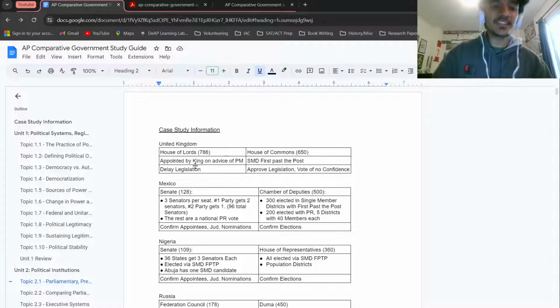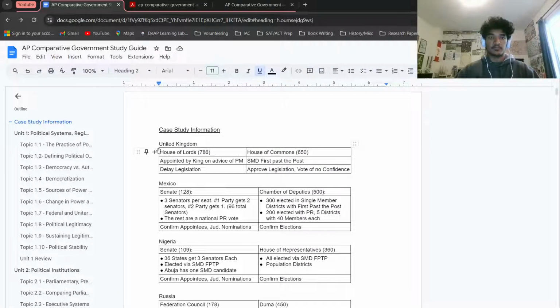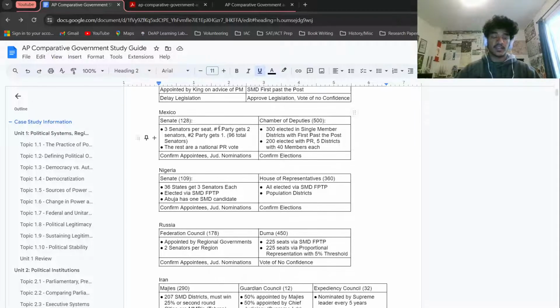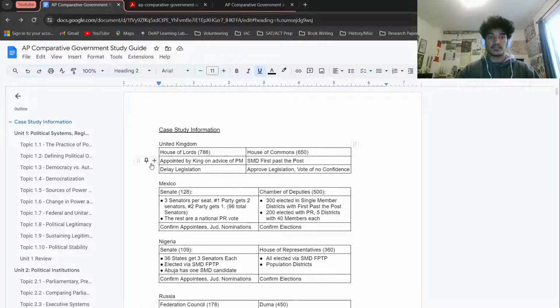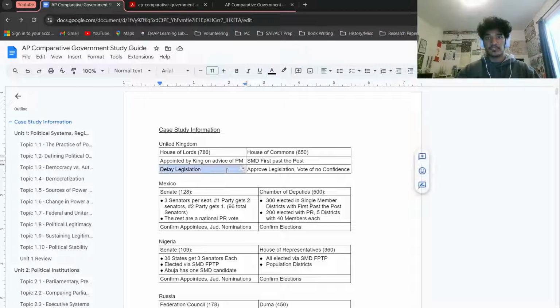Alright, so let's get started with the study guide. Here I've composed these charts, and these will tell you everything that you need to know about the government types and structure of each country. So, the UK, you've got the House of Lords and the House of Commons. You can see how they're appointed and the powers that they do. Okay, so first let's jump into the House of Lords.